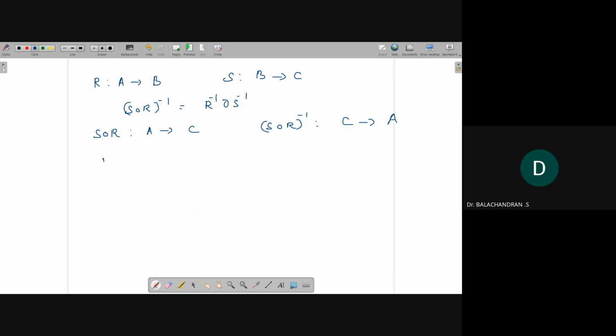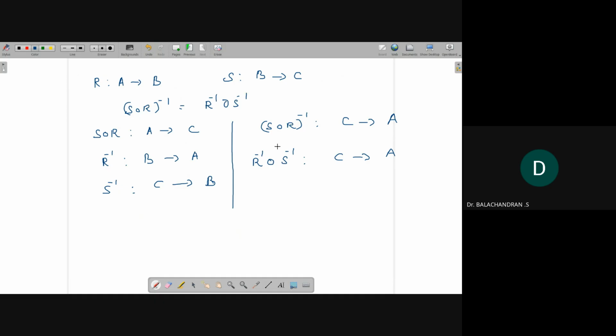Similarly, what is R inverse? R is a function from A to B, so R inverse is a function from B to A, and S inverse is a function from C to B. Now R inverse composition S inverse: first you apply S inverse, so C to B, and then you apply R inverse, B to A. So C to B, B to A means this is also C to A. Now I think this is the left hand side.